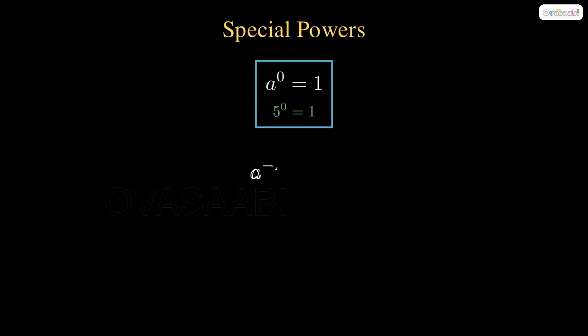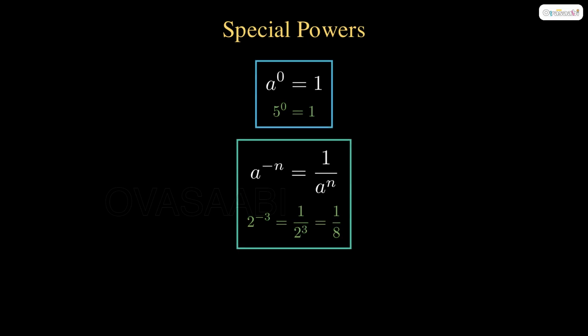Two more secrets. Any non-zero number to the power 0 equals 1, and a negative power simply means flip it into a fraction. So 2 to the power negative 3 is 1 over 8.